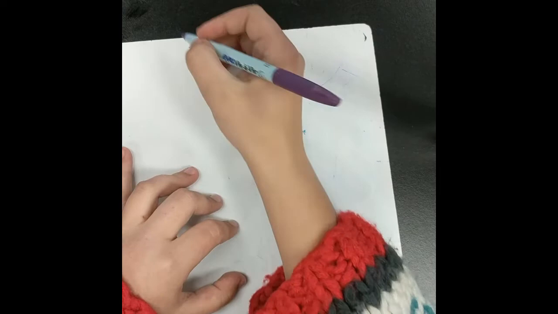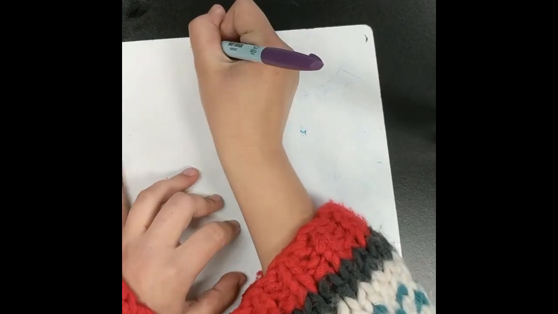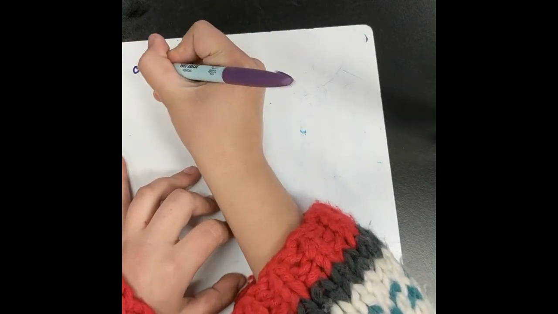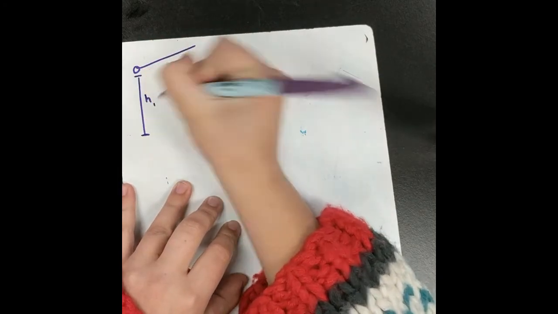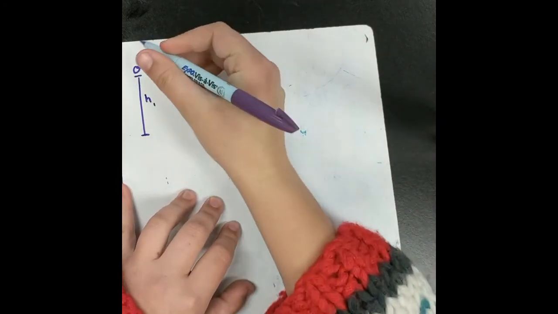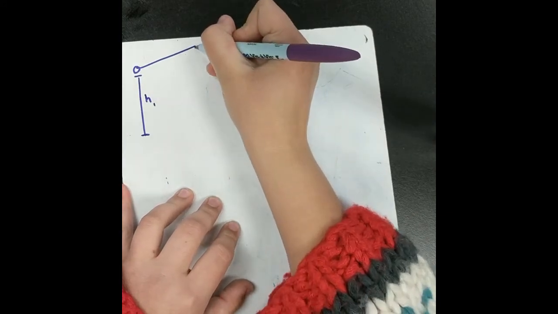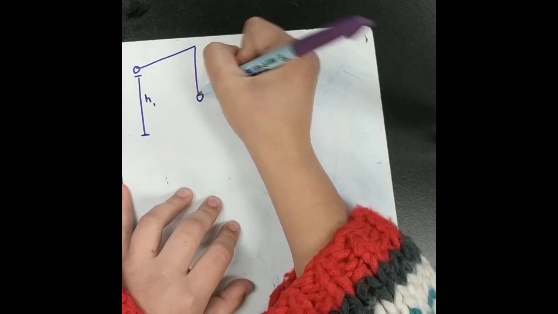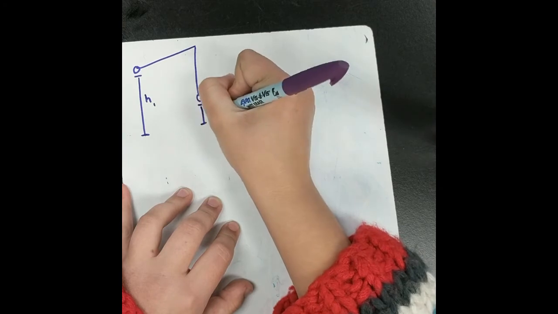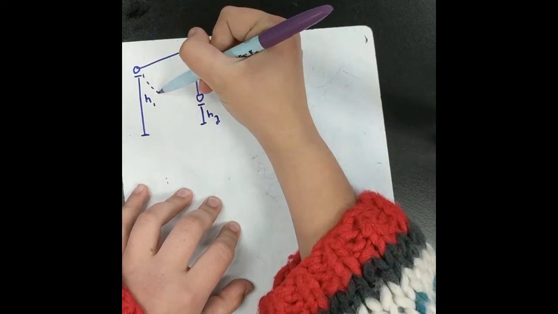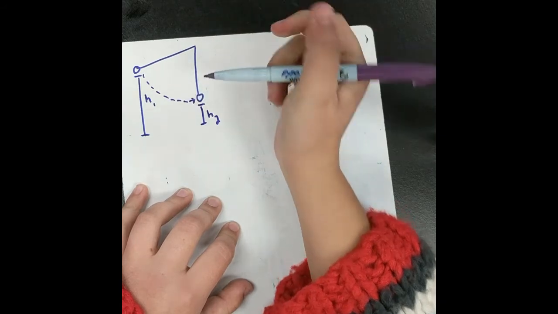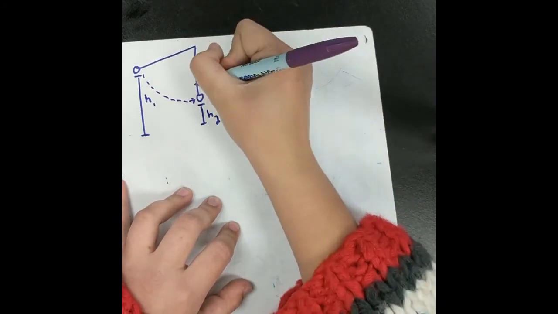So just as a review, here's the golf ball. It's up a certain height from the ground. Let's call it height 1, right? Then it's going to swing down. So now it's right here, and it's a different height off of the ground, right? And when it gets there, we're going to cut it.